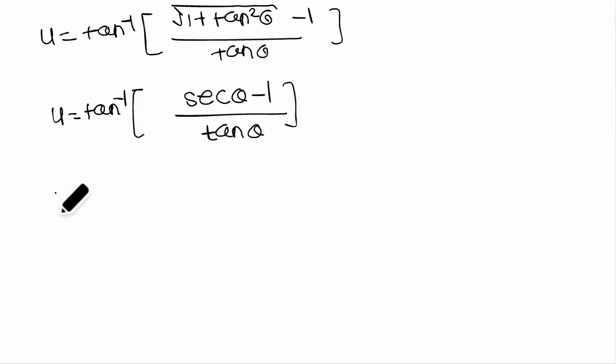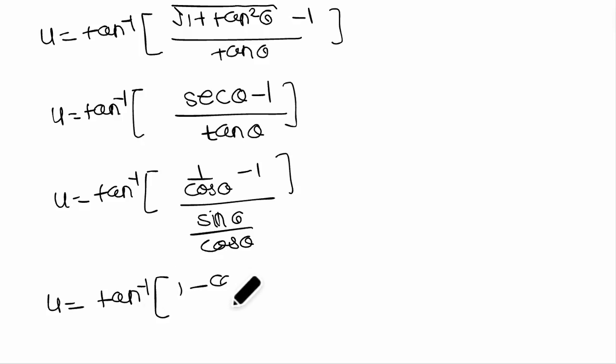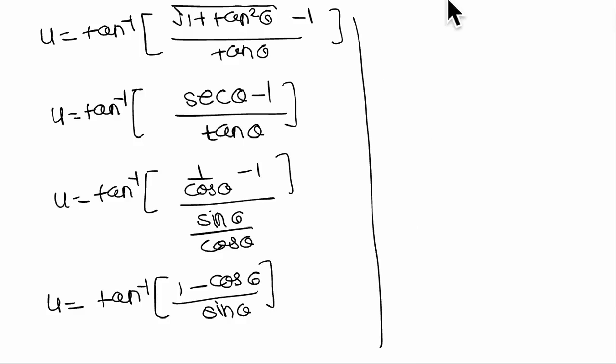Just simplify this. u equals tan inverse of, instead of sec theta we can write 1 by cos theta, minus 1, whole divided by tan theta, which can be written as sin theta upon cos theta. Bracket close. Simplifying, u equals tan inverse of 1 minus cos theta upon sin theta. Cos theta will get cancelled from the denominator.